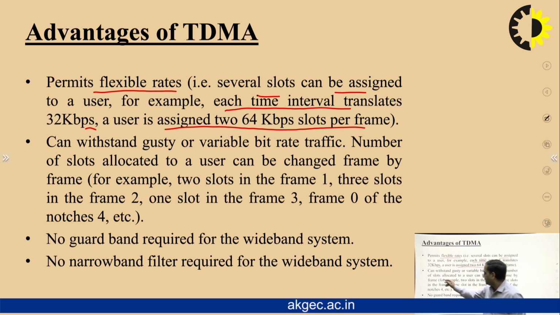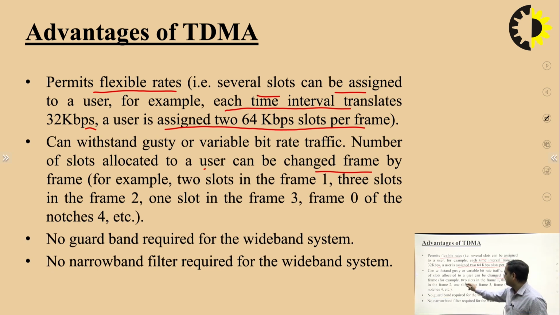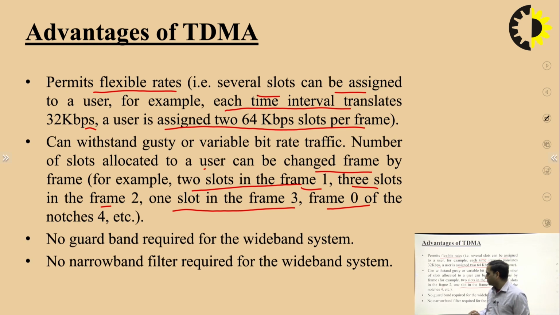Second, it can withstand bursty or variable bitrate traffic. So it can be changed as per the requirement; data traffic can be changed. The number of slots allocated to the user can be changed frame by frame. For example, 2 slots in frame 1, 3 slots in frame 2, and 1 slot in frame 3.